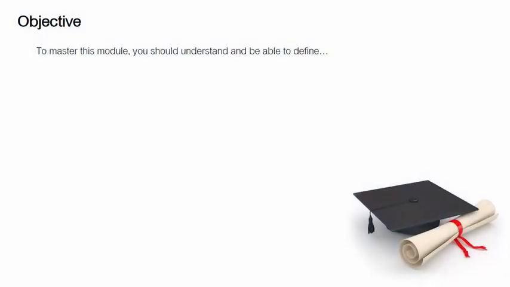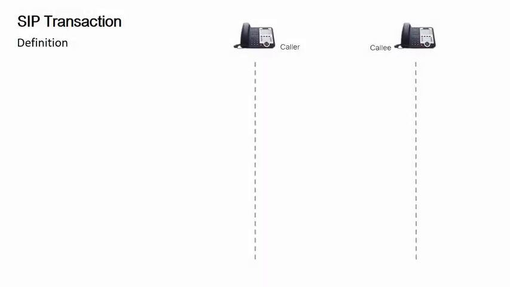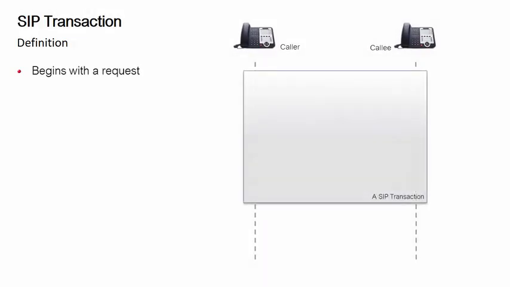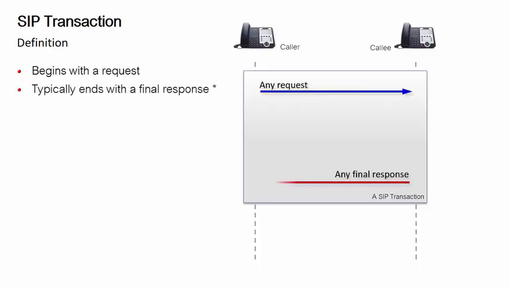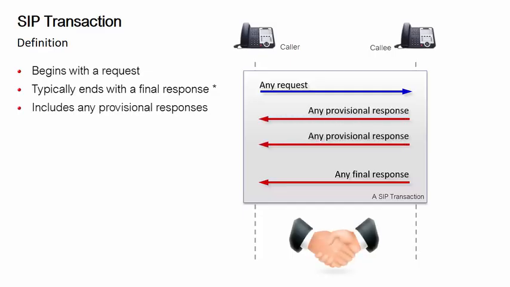You'll have noticed that from time to time we've mentioned SIP transactions. Well, in this module we'll formally define and recap what we know about the SIP transaction, identifying each transaction in a SIP call. As we've said, the simple rule for a transaction is that it begins with a request, often ends with a final response that concludes the transaction, with an exception, and includes any provisional responses that might be in between.